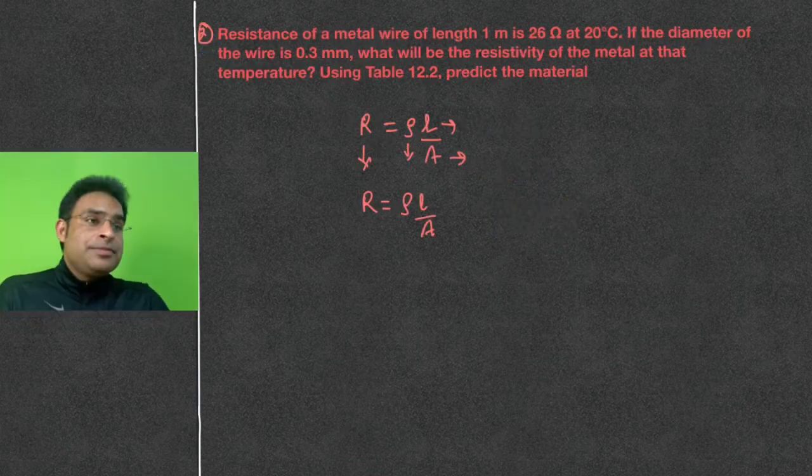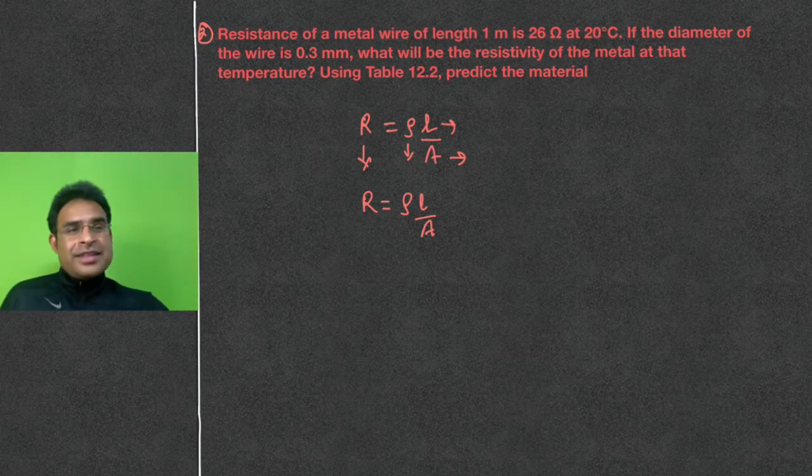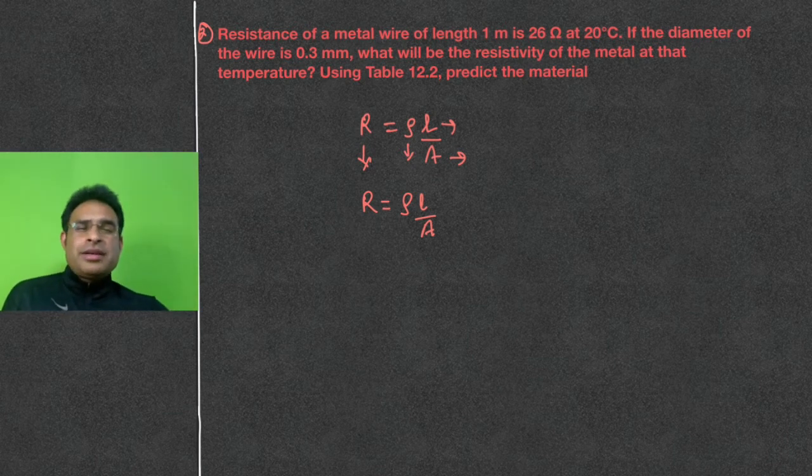Alright, now it's given the resistance of a metal wire, length 1 meter. So L is given, 1 meter, and what resistance? 26. Resistance is 26 and the diameter of the wire, if you see, is 0.3 millimeter. And what is the resistivity of the metal at the given temperature? What is the given temperature? 20 degrees Celsius. Basically in this numerical, there is no meaning of this temperature, but it's given, so we will solve it.